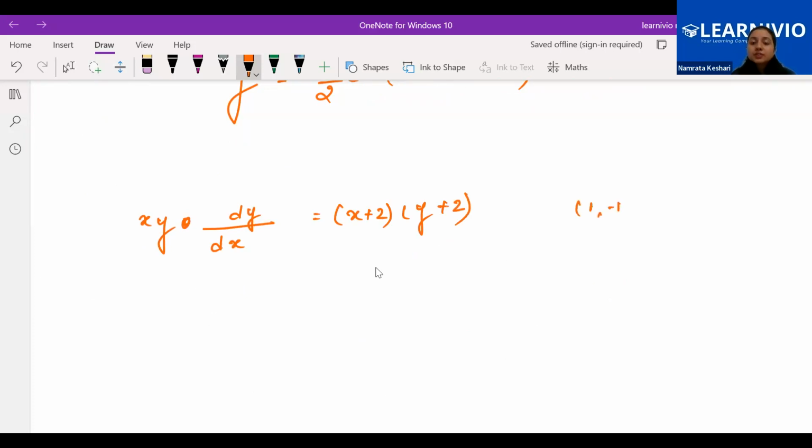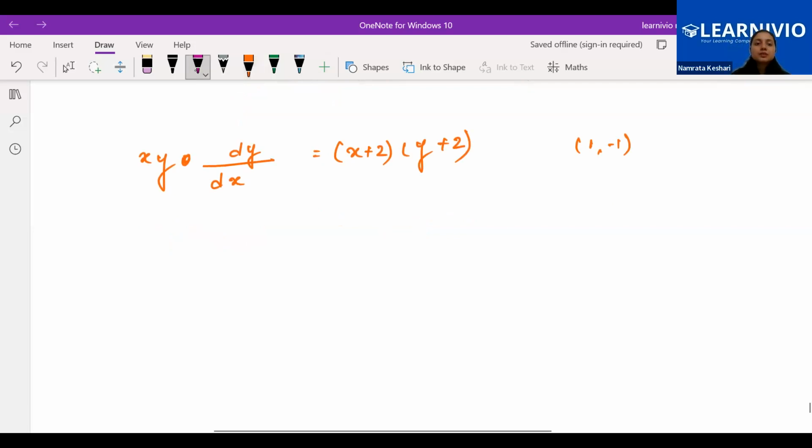That means it's talking about finding the particular solution. In most of the questions it will be clearly mentioned that find the particular solution when x is this, y is this, but in a few questions it can also be given in coordinate form. Okay, let's continue. Tell me how to apply the logic, that is variable separable, how to apply the concept over here.